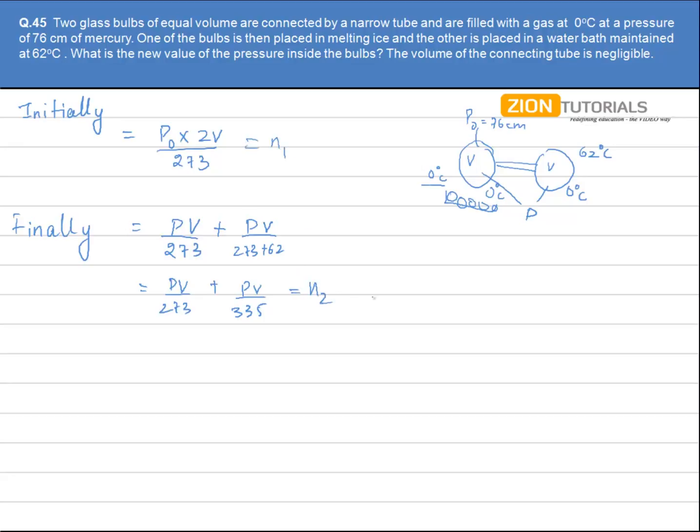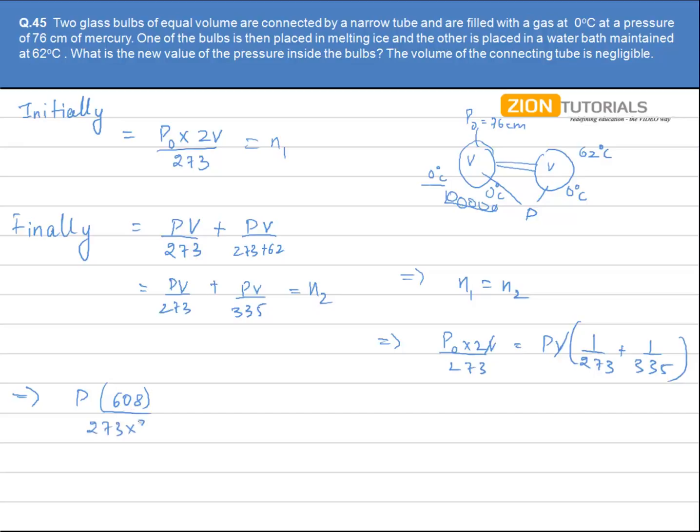Now N1 should be equal to N2. This implies that P naught into 2V divided by 273 would be equal to PV, I can take common, 1 upon 273 plus 1 upon 335. I can cancel V and V from here, and if I solve this equation I'll get P into 608 divided by 273 into 335.